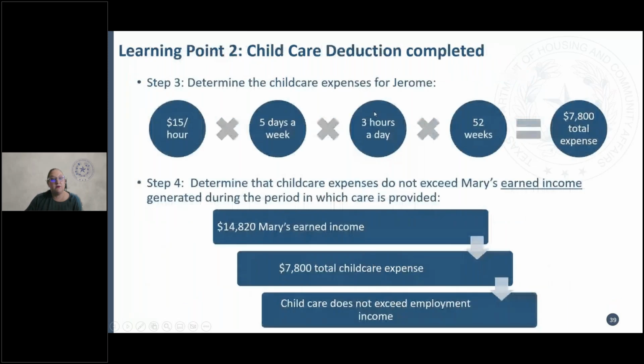The child care expenses are $15 an hour, 5 days a week, 3 hours a day, 52 weeks in a year, which is the $7,800 total expense. That is less than Mary's earned income, so that is an allowable deduction. That $7,800 will be an allowable deduction for this household.